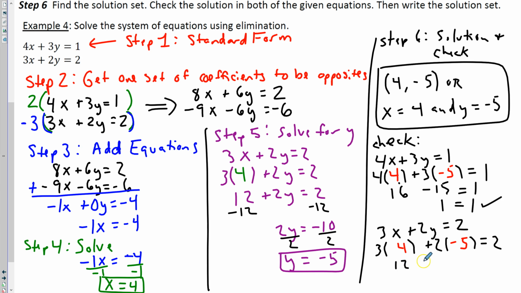And we still have to check the second one. So I get 3 times 4, which is 12. 2 times my negative 5, which is negative 10. And it also verifies, 2 equals 2. So we know that we definitely found the correct solution to our system.